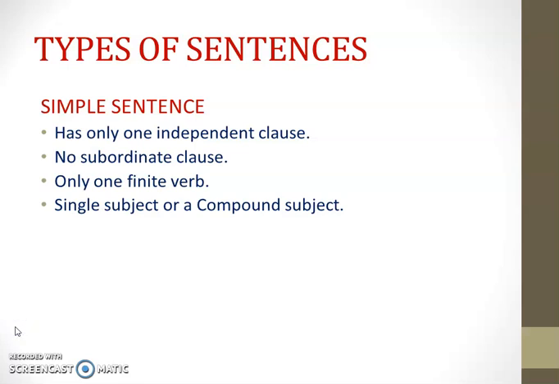The first category of sentence based on clause structure is the simple sentence. A simple sentence has only one independent clause, no subordinate clause, it has only one finite verb, and it could have either a single subject or a compound subject. So once again, the features: it has only one independent clause, only one main clause. It doesn't have subordinate clauses. It has only one finite verb, and it could have either a single subject or a compound subject. Let's take a look at examples.